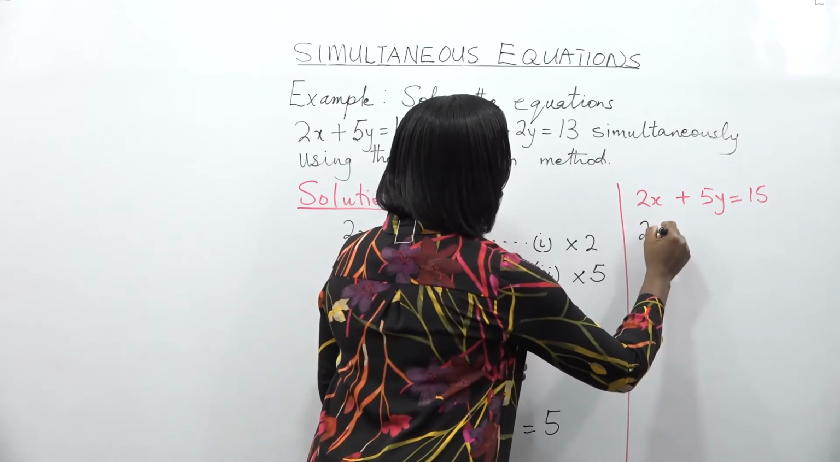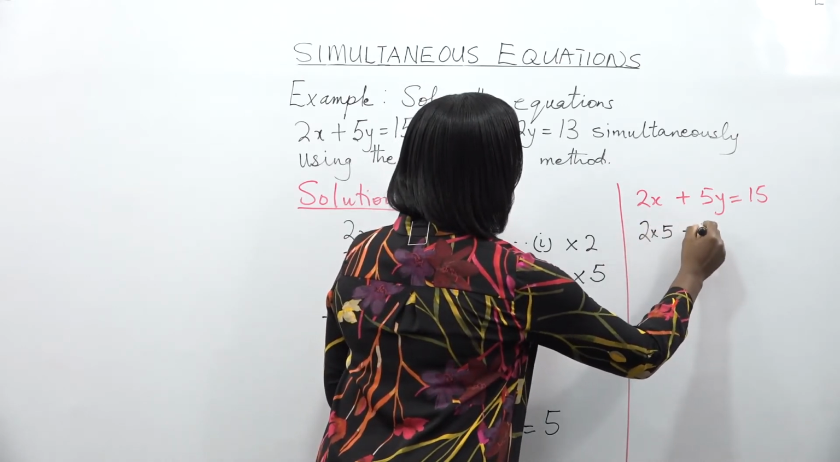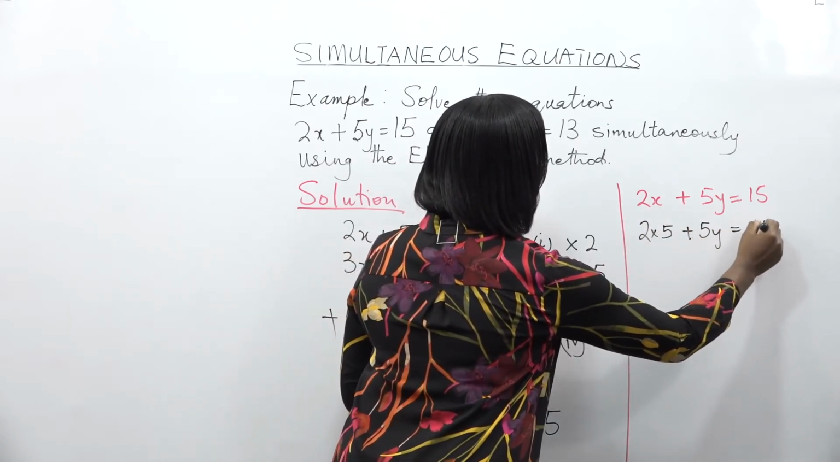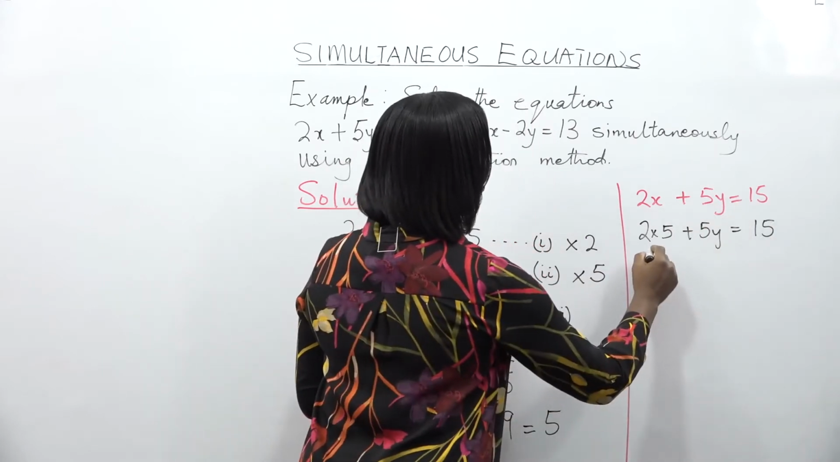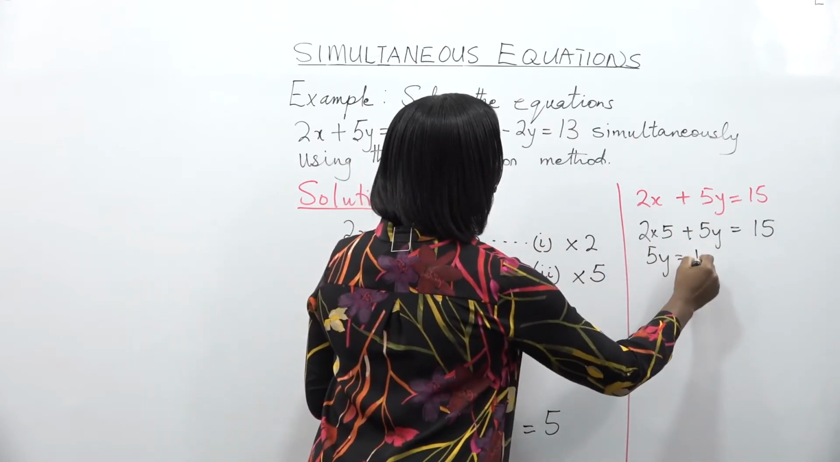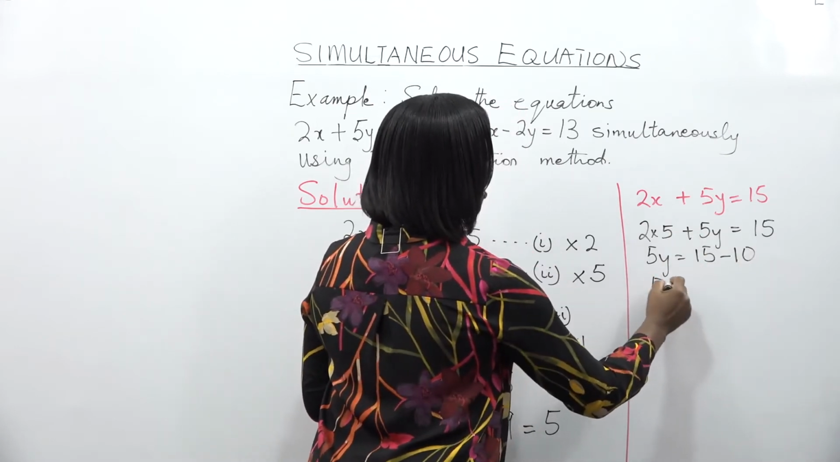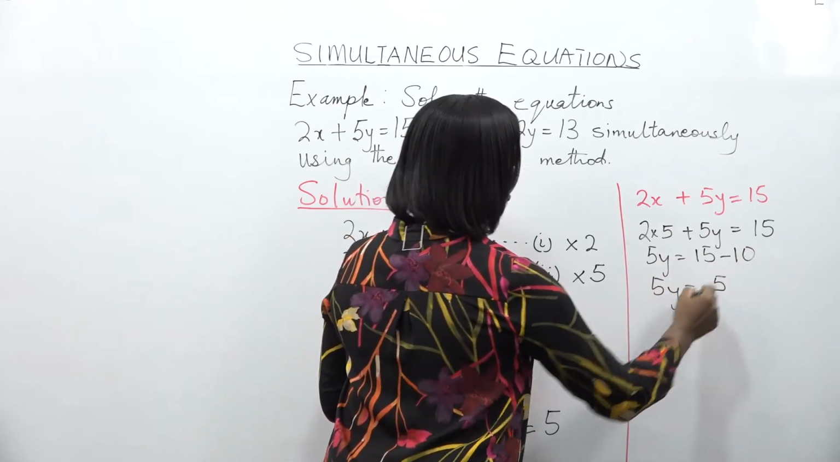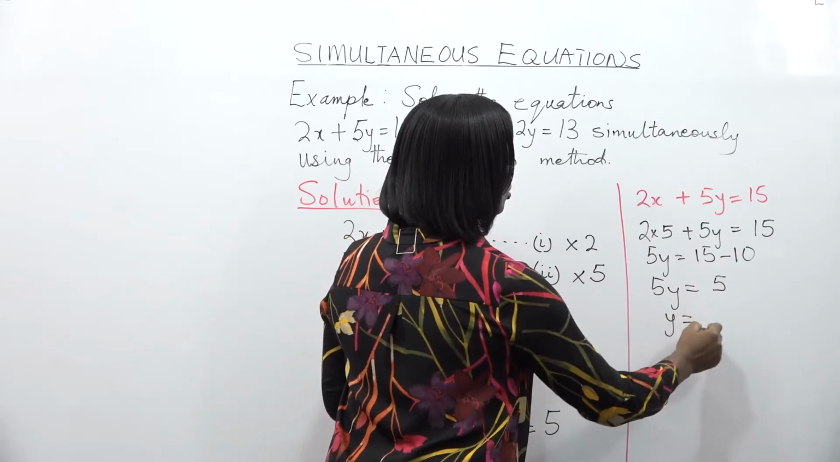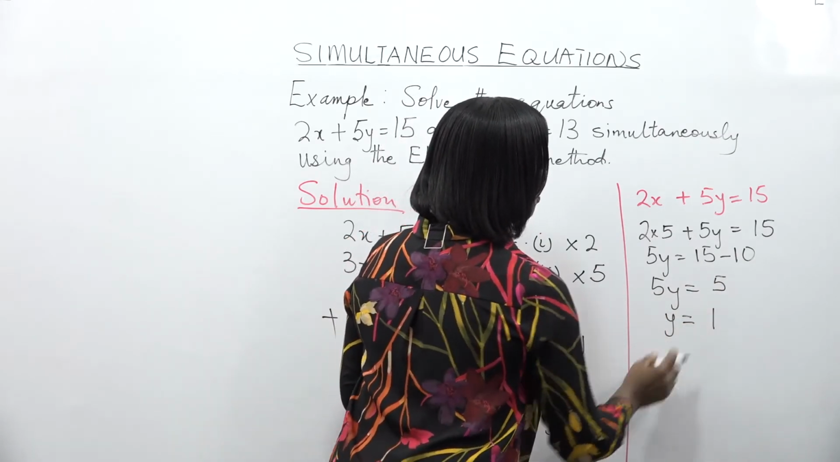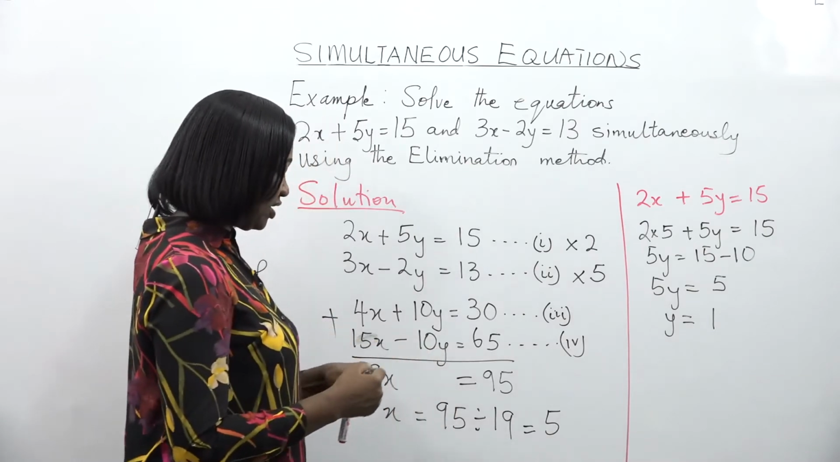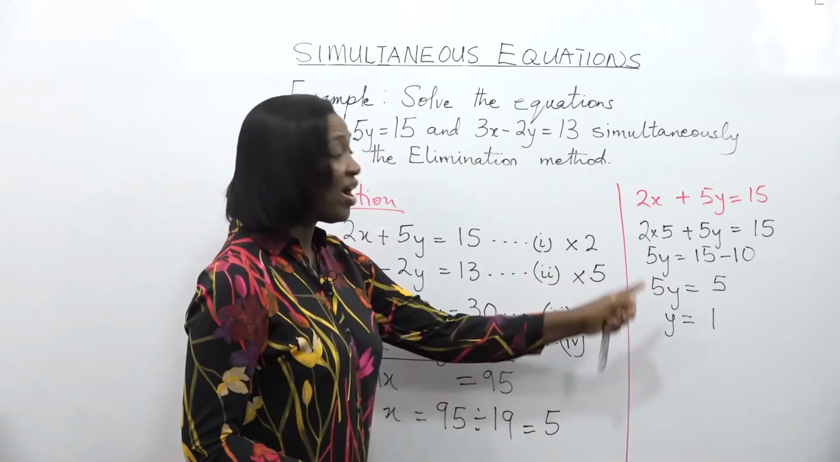So 2 times 5 plus 5y is equal to 15. That means that 5y is equal to 15 minus 10. So 5y is equal to 5 implies y is equal to 1, because 5 divided by 5 will give us 1. So x is 5 and y is 1.